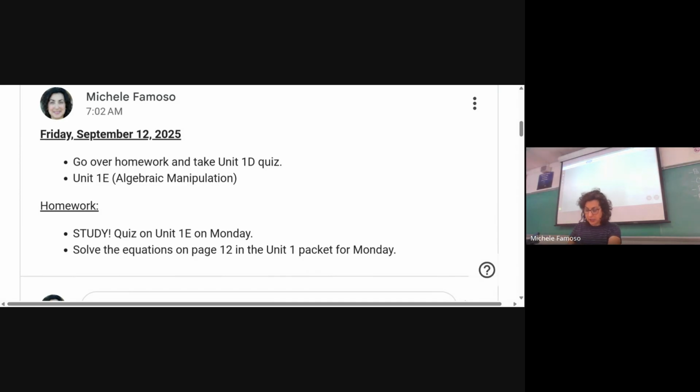So in 2C, the conversion requires 2 steps because we have 2 prefixes, mega and kilo. So I'm going to look those both up. Mega is 10 to the 6th power. Kilo is 10 to the 3rd power. So I'm going to start by putting my given value over 1. And then I'm going to multiply by a fraction that will cancel out the mega.